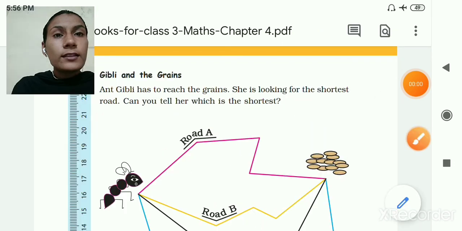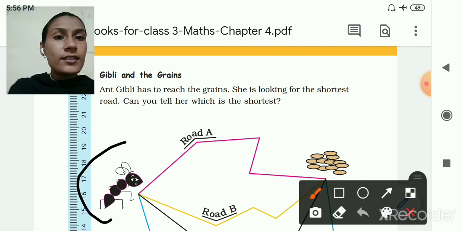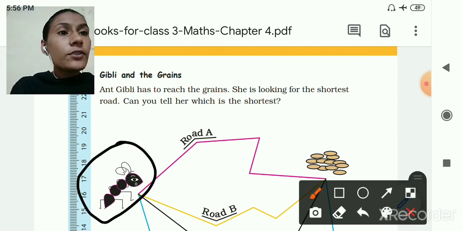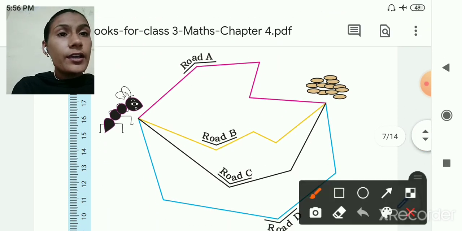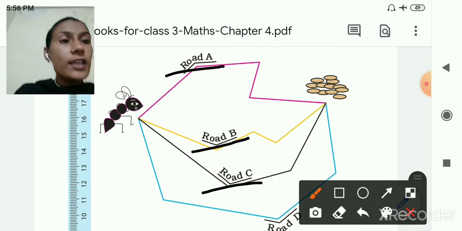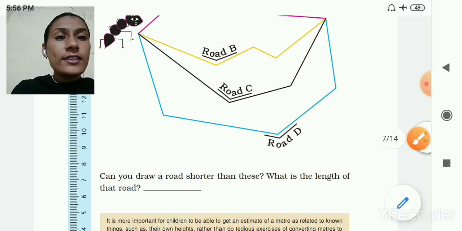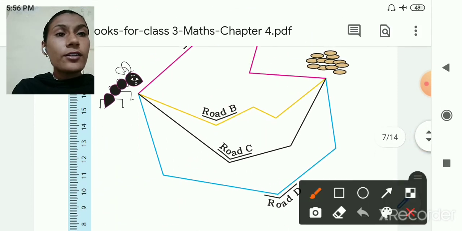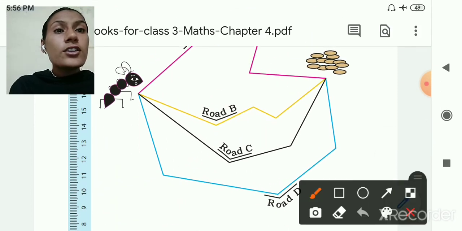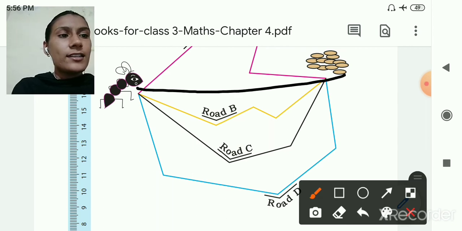Okay. Then next, Ghibli and the grains. Ghibli has to reach the grains. See this Ghibli. She is looking for the shortest road. Can you tell her which is the shortest? You can see this: Road A, Road B, Road C and Road D. Can you draw a road shorter than this? Yes, you can also draw a road shorter than this. You can draw this straight line. See.